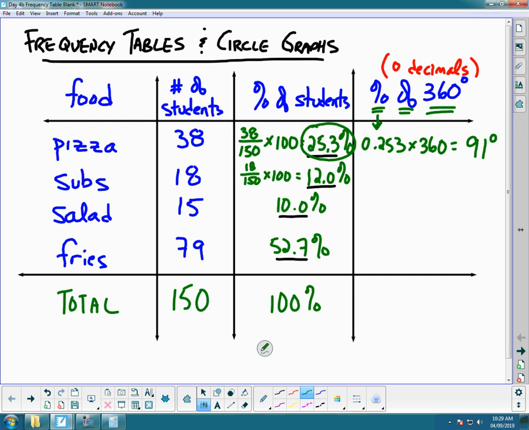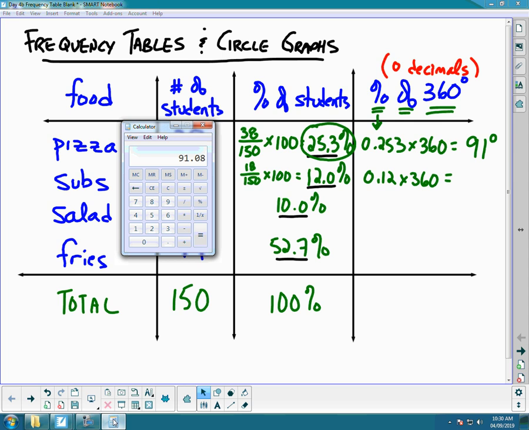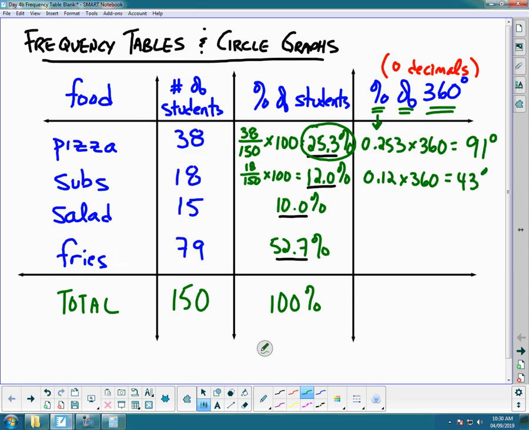We can continue on with the other ones. So 12% is 0.12 times 360. Clear. 0.12 times 360. We'll round that to 0 decimal places and go 43 degrees. 10% of 360 I actually know is 36 degrees. And you can check on your own that 52.7% is 190 degrees.